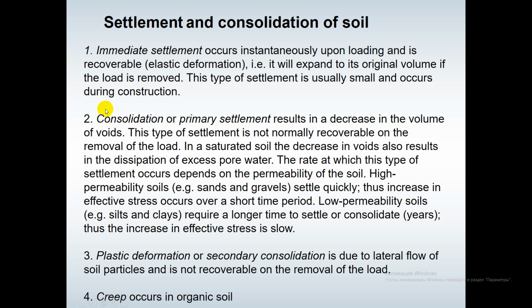Immediate settlement occurs instantly upon loading and is a recoverable elastic deformation. That is, it will expand to its original volume if the load is removed. This type of settlement is usually small and occurs during construction.